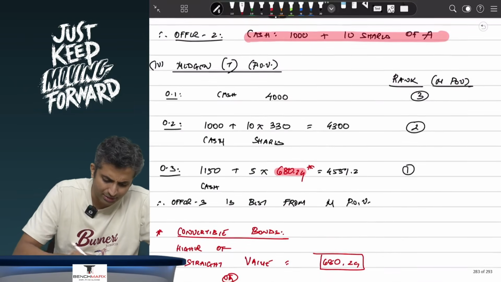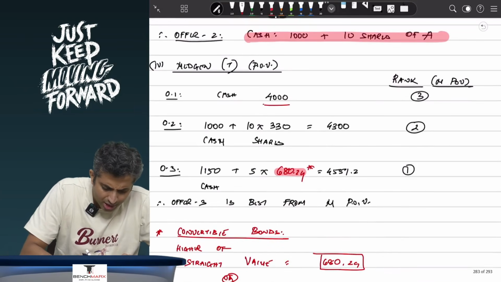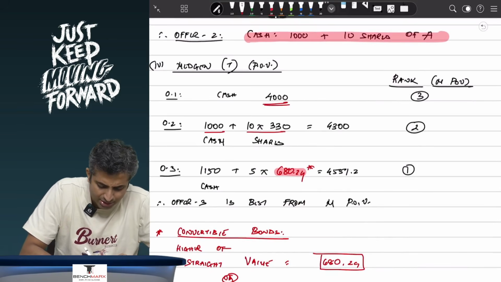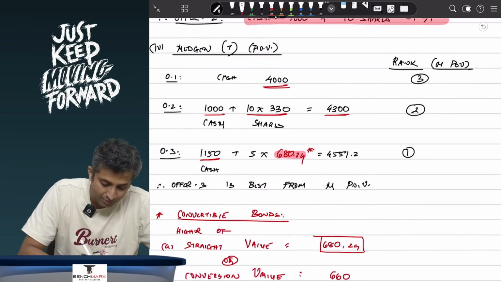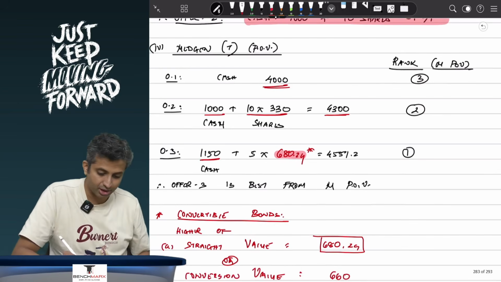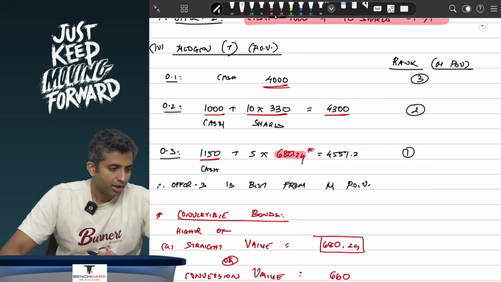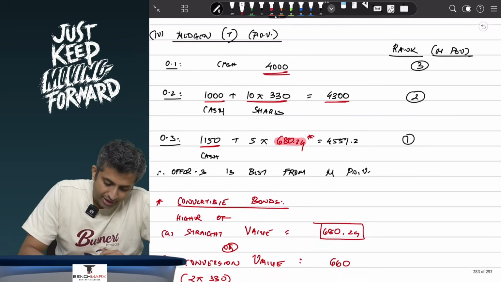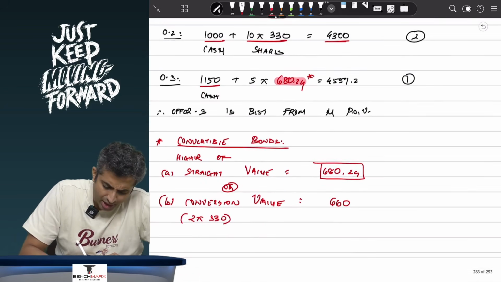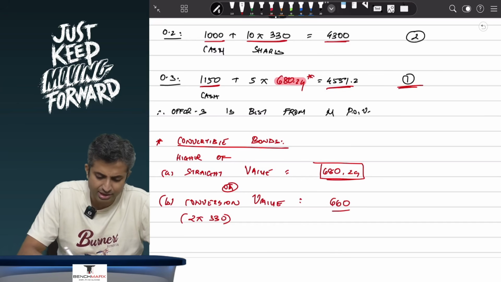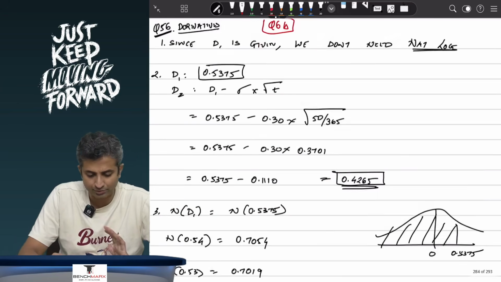So if I look at MedGen's, that is the target's point of view, first is just cash of 4,000, second is cash of 1,000 plus 10 shares of 330, that is 4,300. This is cash of 1150 plus, over here, the higher of the straight value or conversion value, and thereby you will get around 4551. This is the best from MedGen's point of view.